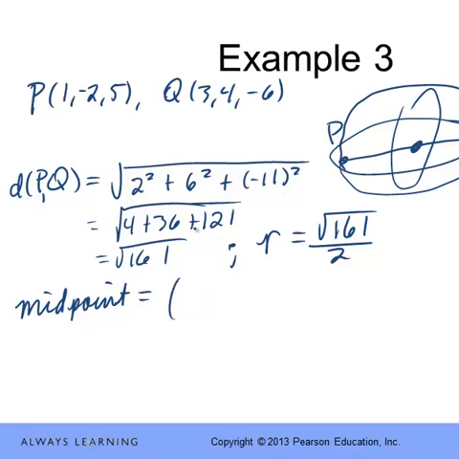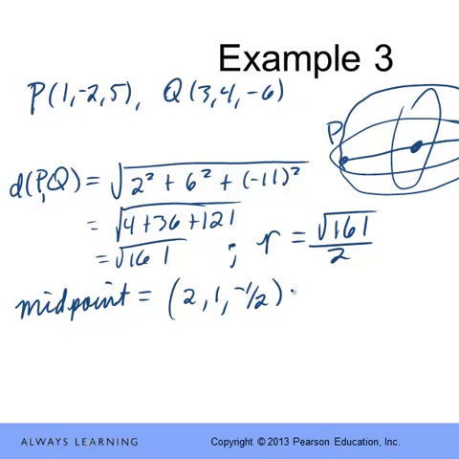So the average of the x-coordinate is going to be 1 plus 3 over 2. 1 plus 3 is 4, divided by 2 is 2. The average of the y-coordinates, negative 2 plus 4 is 2, divided by 2 is 1. And then for the z-coordinate, 5 plus negative 6 is negative 1, divided by 2. So there are the coordinates of the midpoint.